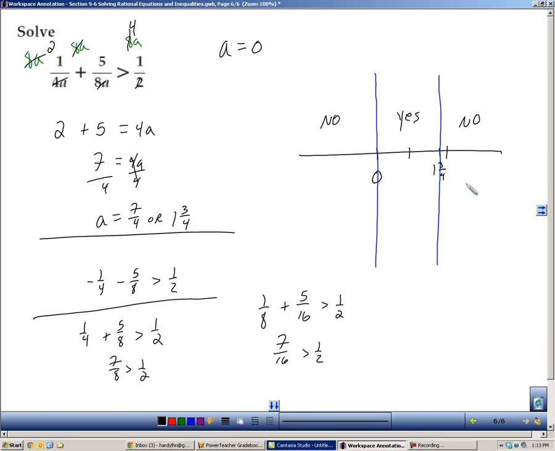So we've tried a value in all three regions. My answer then is between 0 and 1 3/4. We use less thans, and we use the letter A, because that's the letter that's in our original inequality.